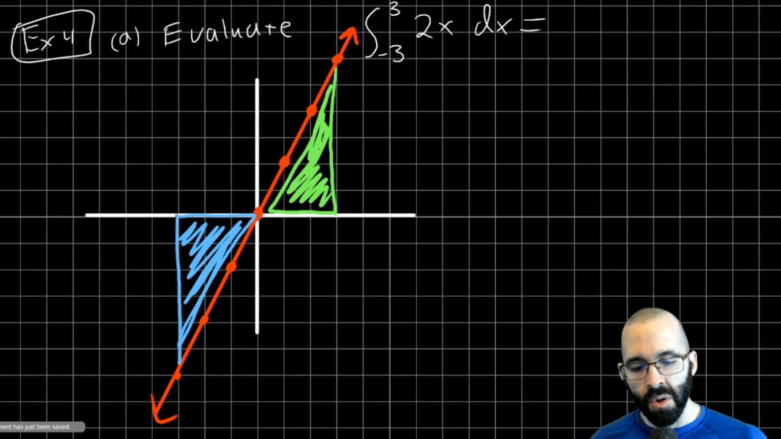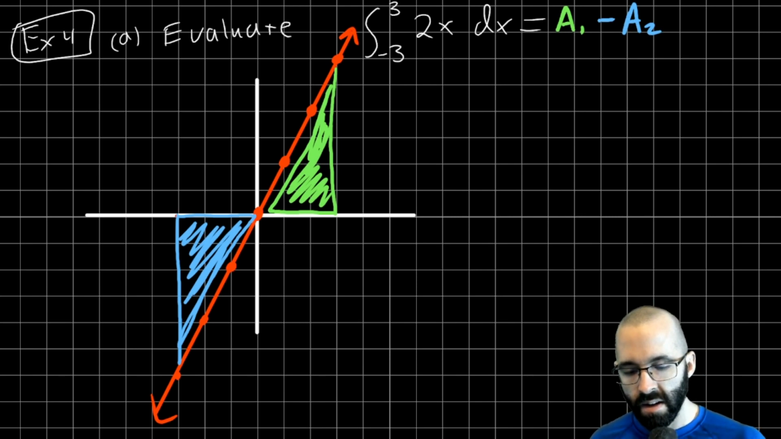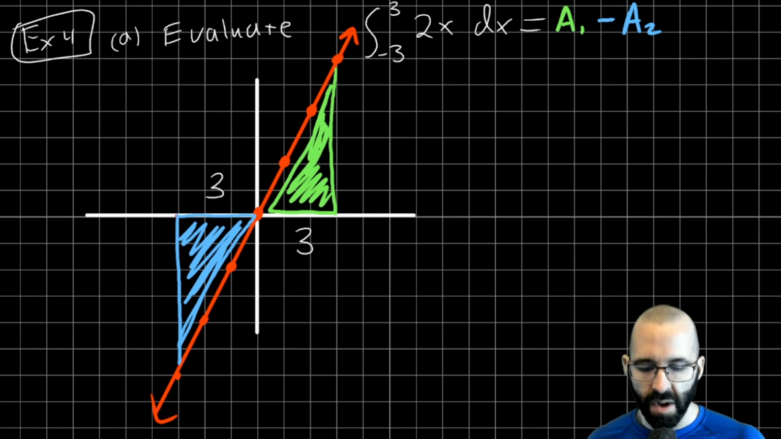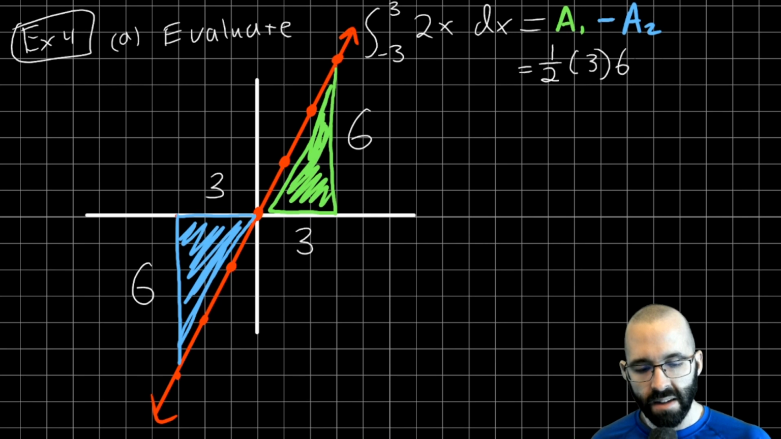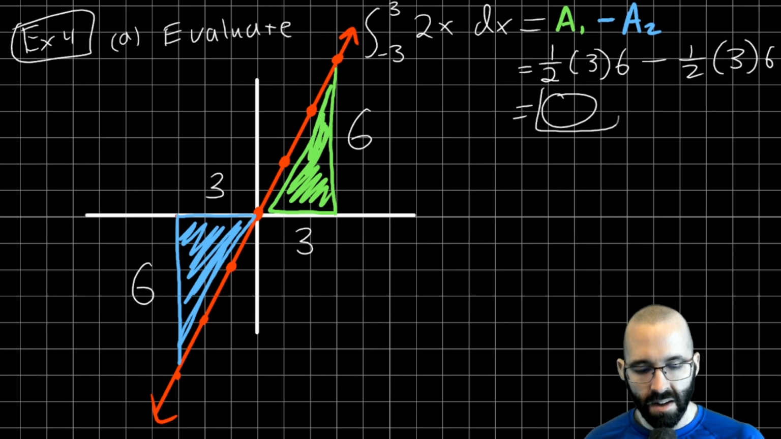I'd say the net signed area, the integral, is this positive green area minus the blue area. And I'd say, well, the green area has a width of 3, so does the blue area, and a height of 6, so does the blue area. Area of a triangle is 1/2 base times height. And then again, we'd subtract 1/2 base times height. And that's another way of getting to the answer of 0.